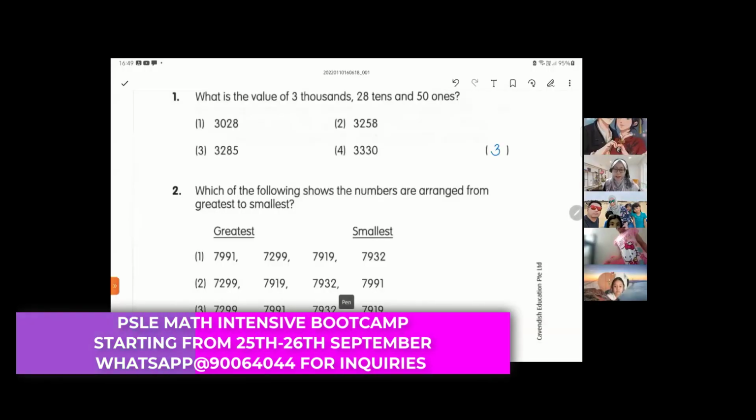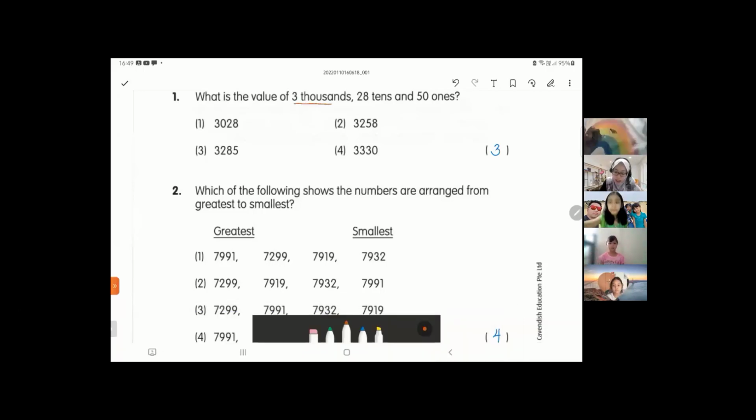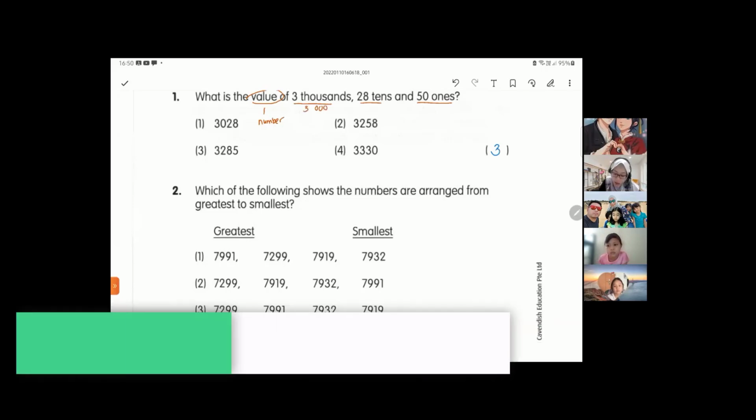Okay, what is the value of 3,000s, 28 tens, and 51s? When they say value, you are needed to write out the number. I want the whole number, because it's broken up into 3 different place values, the houses, right? They say 3,000s. You can see thousands there. So thousands is 3,000.